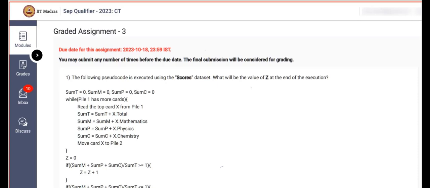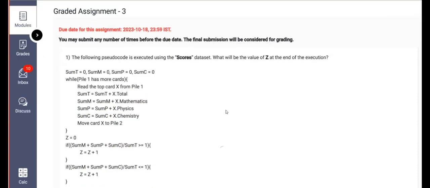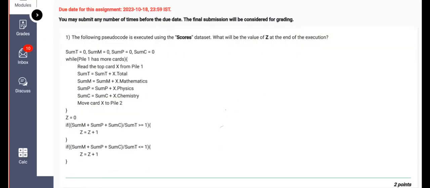So let us start the assignment. So here comes the first question. Sum t, sum m, sum p, sum c all are zeros. Right, so this is good. They are asking us about the value of z at the end of execution.